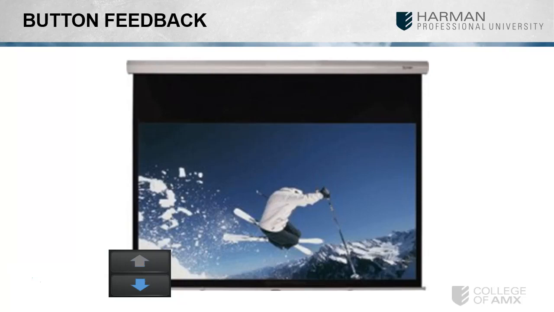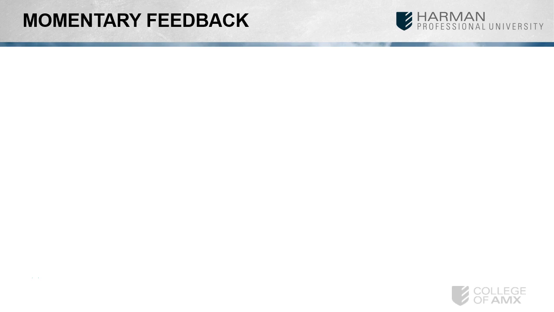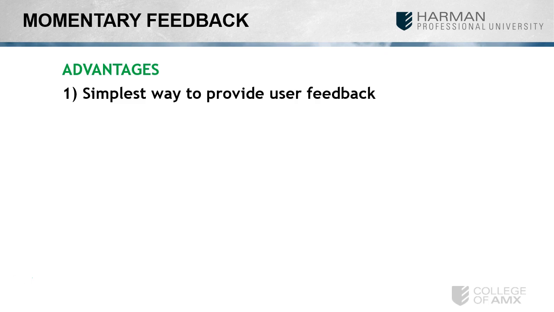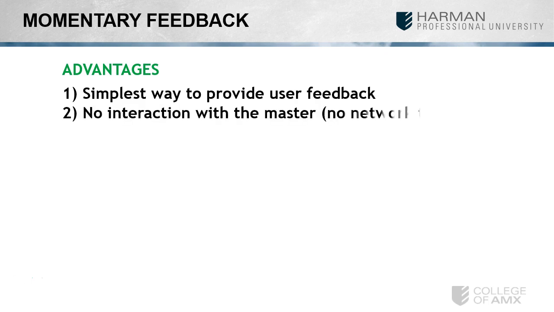the screen is down. Let's move on to describing the three primary types of feedback that can be implemented within an AMX system. The first type of feedback is momentary feedback provided by the touch panel. This is also referred to as fake feedback. There are two primary advantages to using this type of feedback. One is that it's the simplest way to let the user know something happened. And second, because there is no interaction with the Netlink's master. This type of feedback does not generate any traffic across the network that connects the touch panel to the master.